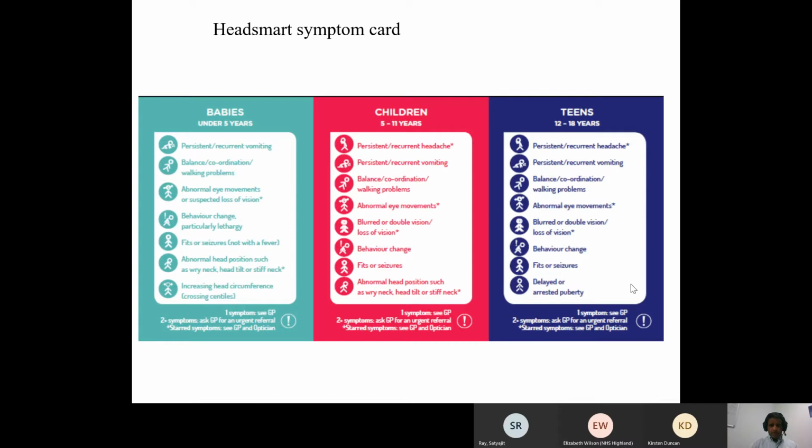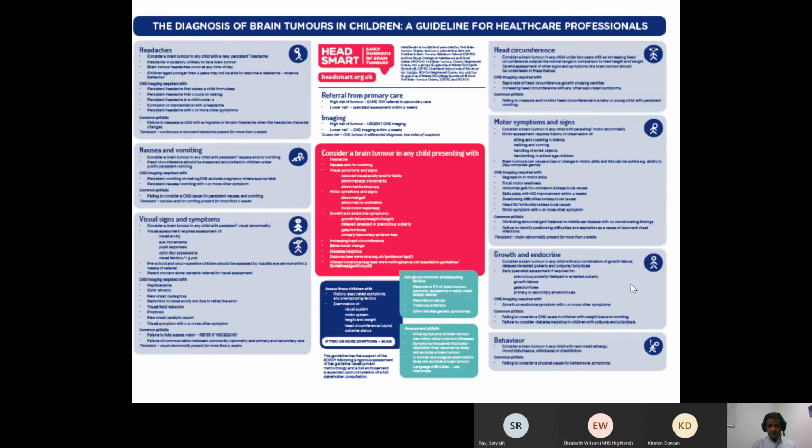Just to be aware of, if you go on Google and look for the HeadSmart symptom card and HeadSmart campaign, you'll get a website which is dedicated to this early recognition of brain tumors. I won't spend too much time on that, I just wanted to make you aware of it. In the website, if you go to the health professionals section, there is a very concise but still detailed card which tells you what the symptoms are and when to suspect brain tumors, when to refer and when to do investigation.